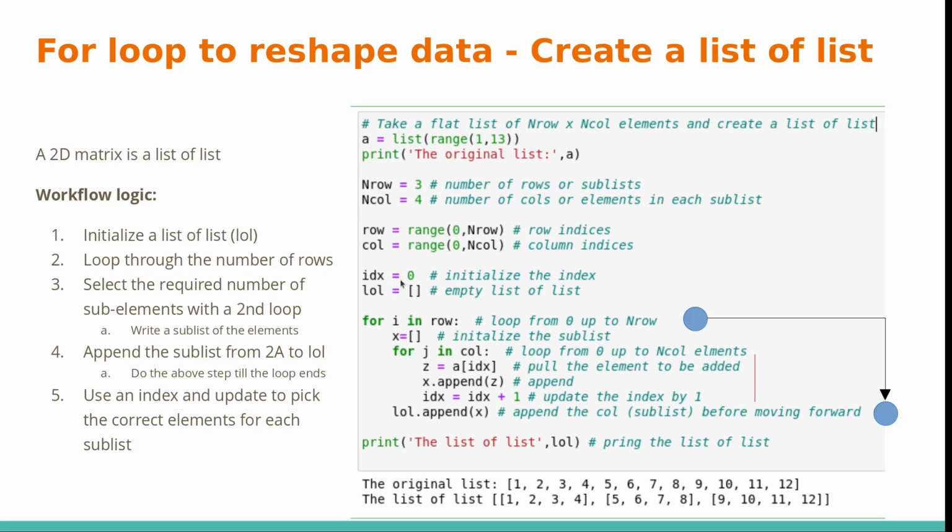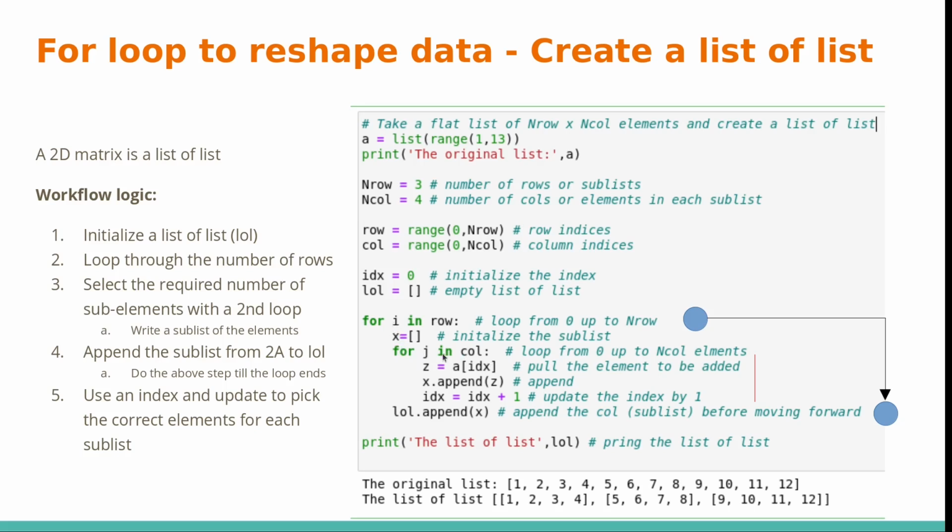Next, I have incremented the index. This index is what I'll be using to pull numbers from my original list. I have to sequentially move from 1 through 12 as I'm pulling the right number to fill into the list. So first I loop over the rows. The rows are going from 0, 1, 2. So I starts at 0. I initialize an empty list.